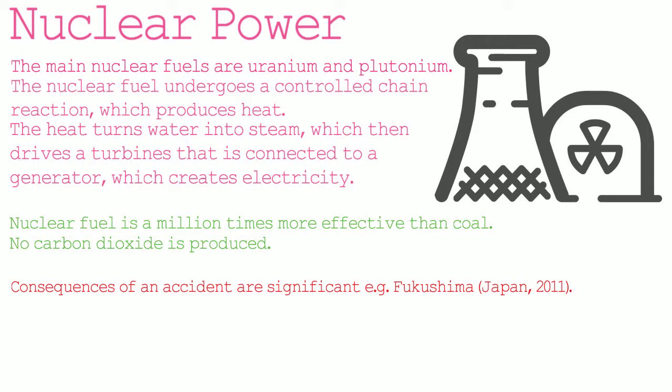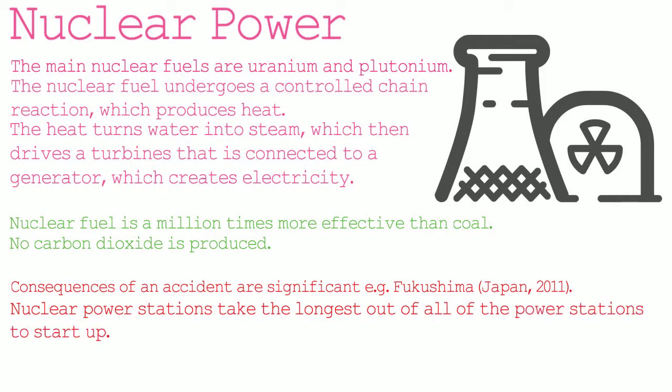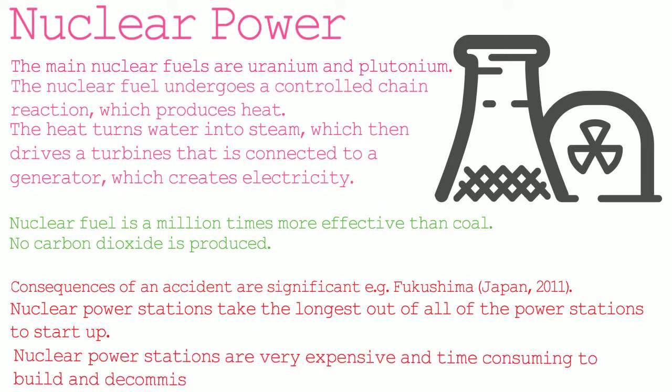After the 2011 tsunami and earthquake in Japan, the Fukushima nuclear power plant had a meltdown and radioactive waste was released into the environment. Another disadvantage is that it takes the longest time out of all the power stations to power up. This means that it cannot respond to increases or decreases in demand for electricity. Another negative is that nuclear power stations are very expensive and time-consuming to both build and decommission.